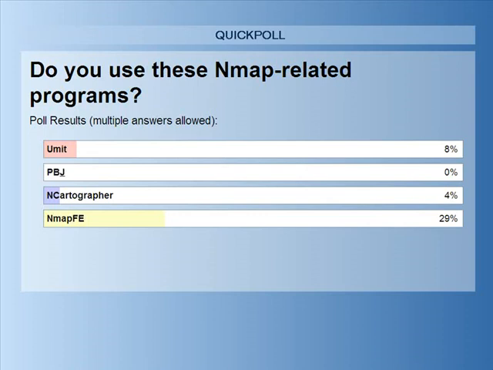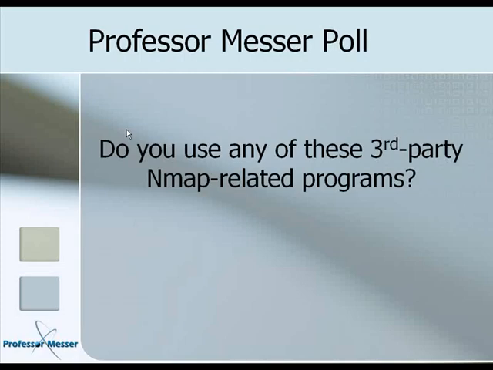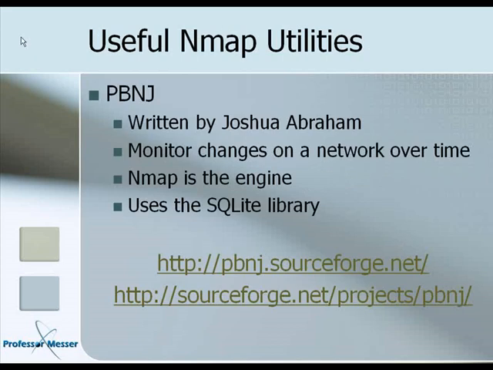You're going to love what you hear about this particular program. I really like this program, and so I'm starting our conversation about the utilities with PB&J. It used to stand for something, as Joshua Abraham says, in the MP3 that is on his website at pbnj.sourceforge.net. He is a fellow that has taken nmap's XML output and has used it in a SQL database, a Perl library called SQLite.